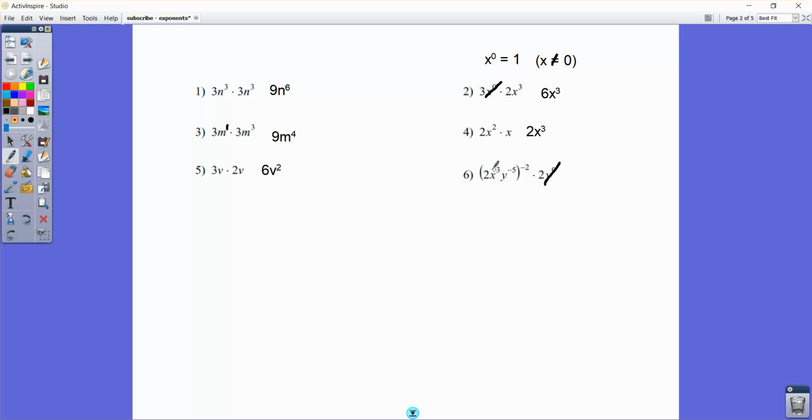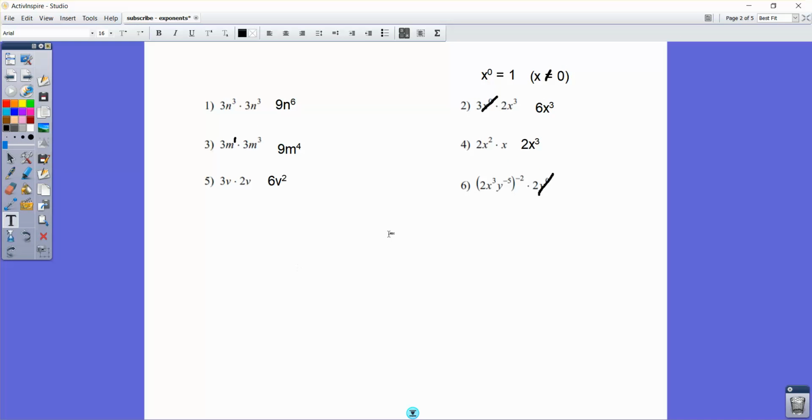We want to look inside the parentheses. We don't see anything that we can do, so we're just going to distribute this negative 2 exponent into each member of this base. So that means we're going to have 2 to the negative 2, times, I'm going to separate it out just to make it easier to isolate, x to the negative 6. 3 times negative 2 is negative 6. And this is the power of a power rule that we're using here, times y, in this case negative 5 times negative 2 is positive 10.